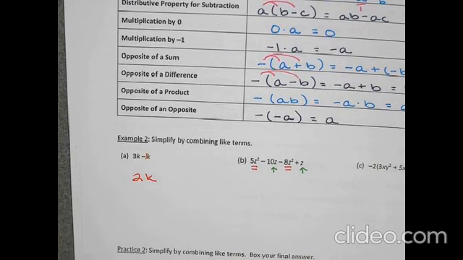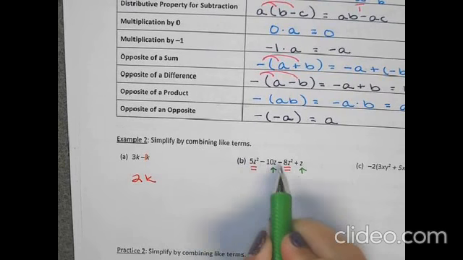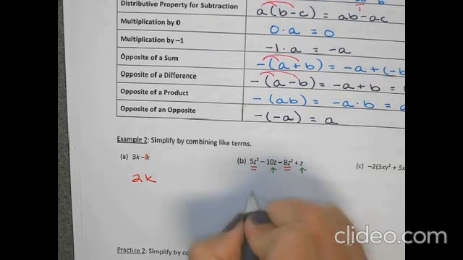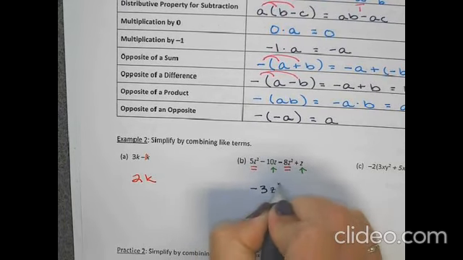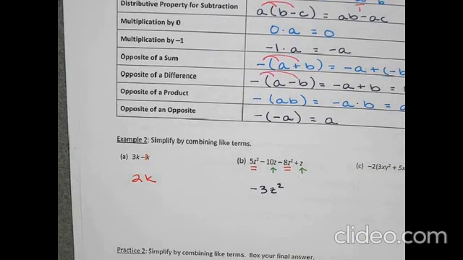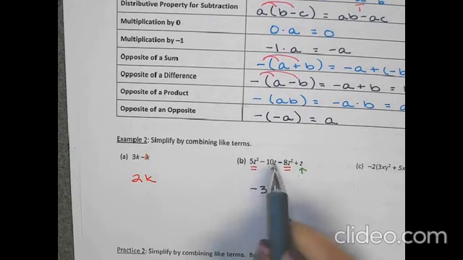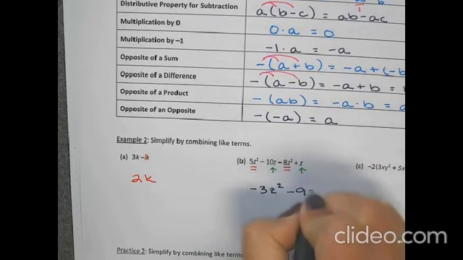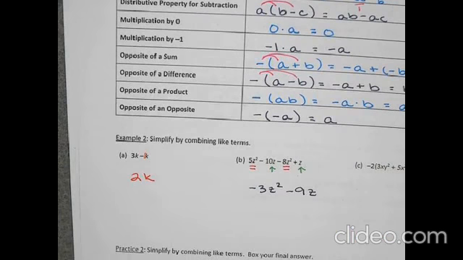So, you don't mix them. You keep them separate. What is 5z squared minus 8z squared? How many z squareds do we have now? -3z squared. And then the -10z and a 1z, -9z. So minus 9z or plus -9z, it does not matter.